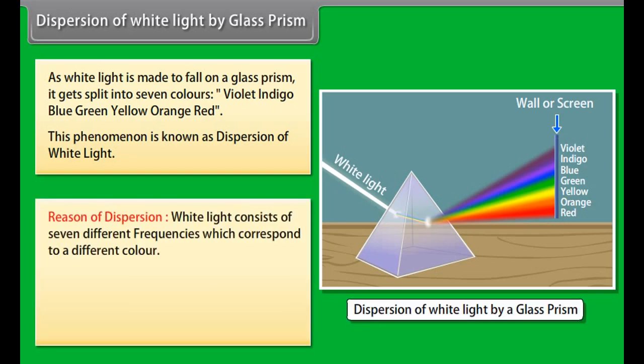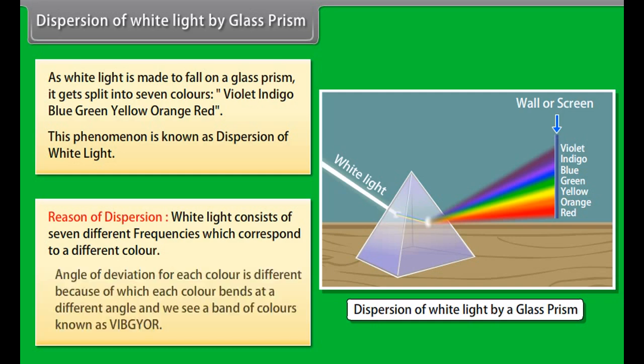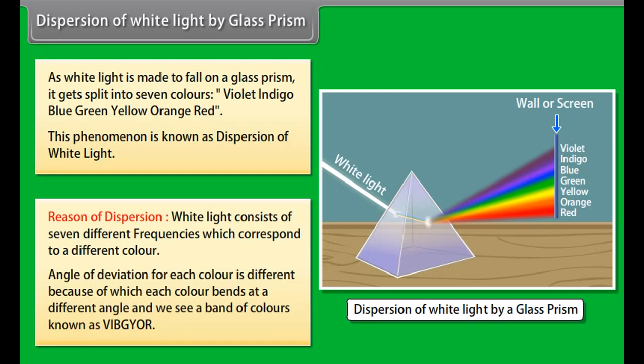Reason of dispersion. White light consists of 7 different frequencies which correspond to different colors. The angle of deviation for each color is different, because of which each color bends at a different angle and we see a band of colors known as the spectrum.